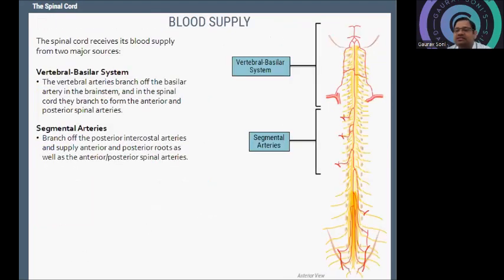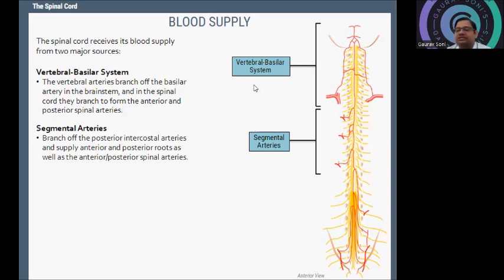Next, talking about the blood supply, the spinal cord receives blood supply from two systems. The first is the vertebral-basilar system. Here, the vertebral arteries are branches of the basilar artery in the brain stem, and in the spinal cord they branch to form the anterior and posterior spinal arteries. Remember the names, anterior and posterior spinal artery. Then there are segmental arteries, which branch from the posterior intercostal arteries and supply the anterior and posterior roots as well as the posterior and anterior spinal arteries.